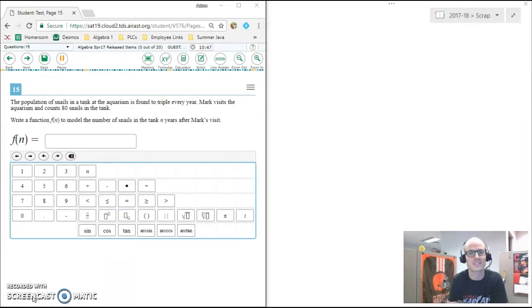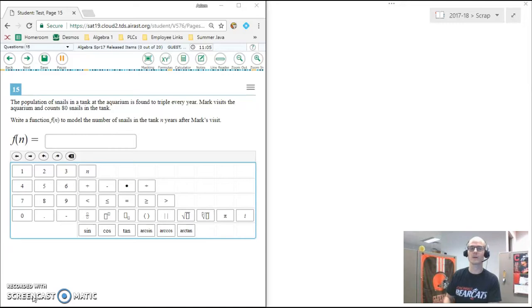It says the population of snails in a tank at the aquarium is found to triple every year. Mark visits the aquarium and counts 80 snails in the tank. Write a function f of n to model the number of snails in the tank n years after Mark's visit. And they give us f of n equals the function part we need.